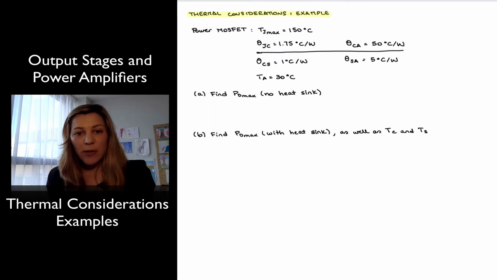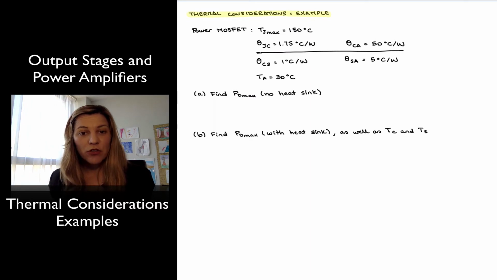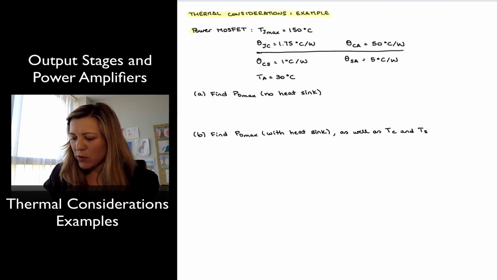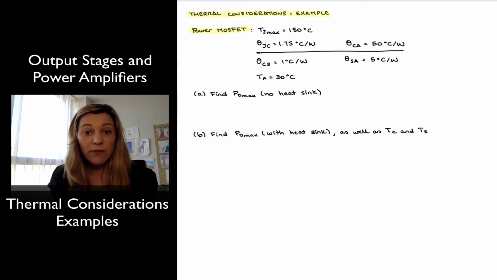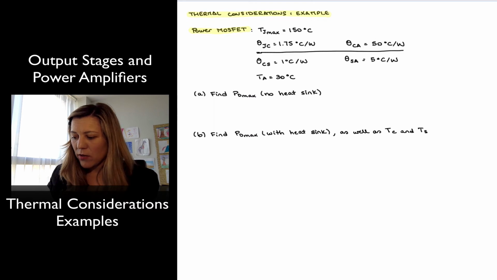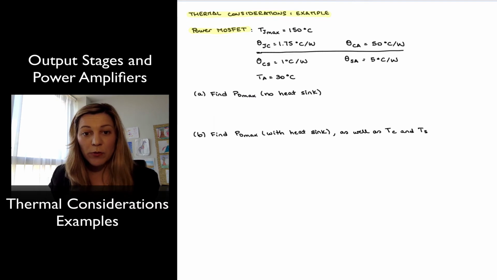Let's take a look at another example, which is going to illustrate how we're able to operate a power transistor at a higher power dissipation with the use of a heatsink. Let's imagine in this case that we have a power MOSFET with a rating for its maximum junction temperature of 150 degrees C. And then we're given several values of thermal resistance. Let's assume initially we are not using a heatsink, and in that case we will have the thermal resistance from the junction to the case as being 1.75 degrees per watt, and from the case to the ambient as 50 degrees per watt.